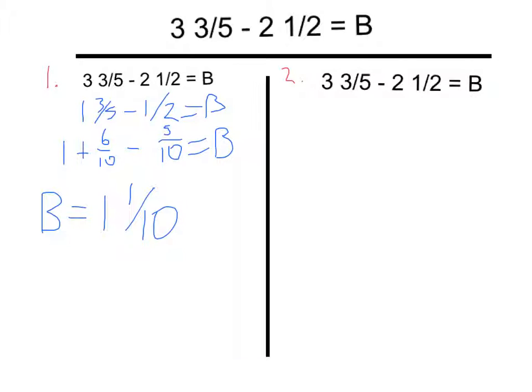Now that's a pretty good way to solve things. So this problem is solved. We see that B equals 1 1/10. And that the answer to this, 3 3/5 minus 2 1/2, is 1 1/10.